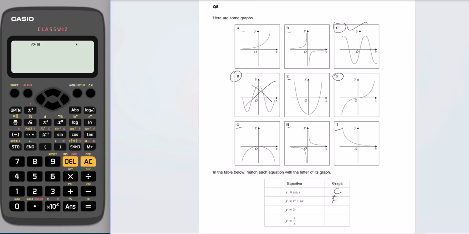Next, y equals 2 to the power of x. It's an exponential graph. We have a and I. So positive, so we're going to go for a. That's the only one left for this one. And then finally, y equals 4 over x, which is a reciprocal graph. So we have b and h, and that's your answer. Well done if you got these right.